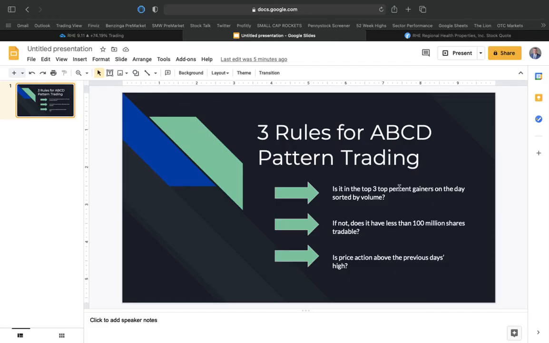Make sure to apply these rules if you're trading the ABCD pattern. Otherwise, you will likely be lost. And just keep at it. It will come for you eventually. And good luck trading out there.